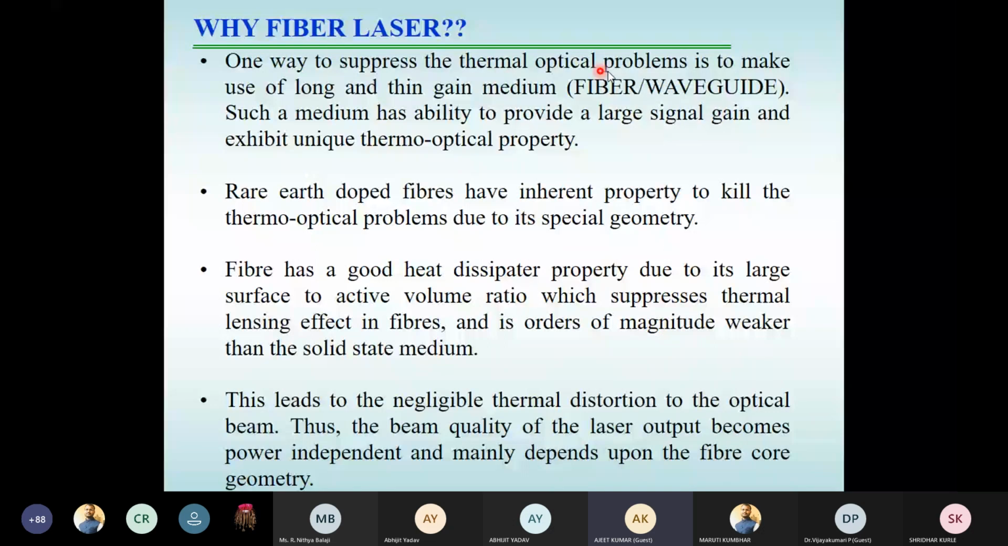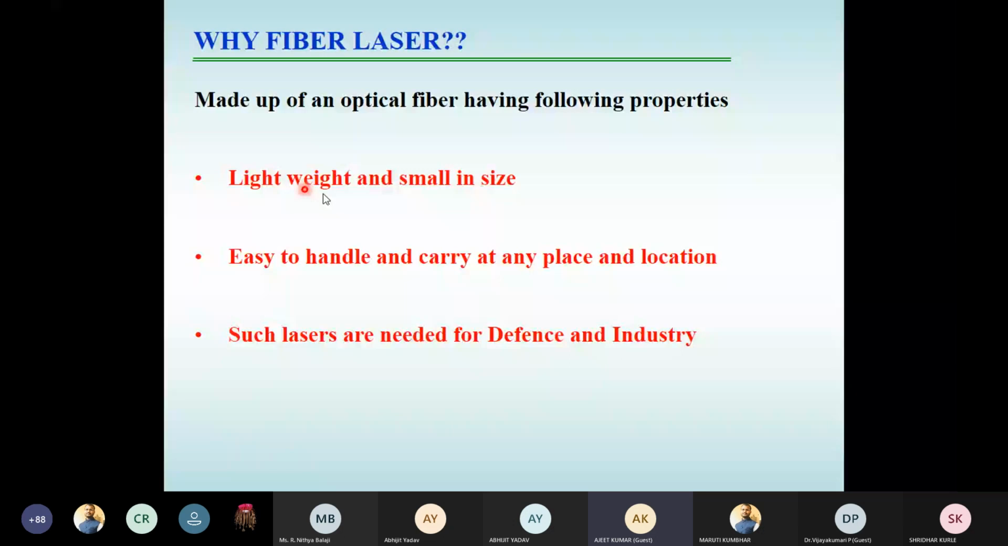Another advantage of using the fiber laser is that it has very good thermal optical property. It is basically a very good heat dissipator due to its large surface to active volume ratio. So whatever thermal problem is there is inherently controlled by the fiber. So, to conclude why we are looking for the optical fiber laser: one is that it is light weight and small in size, easy to handle and carry to different places and locations.